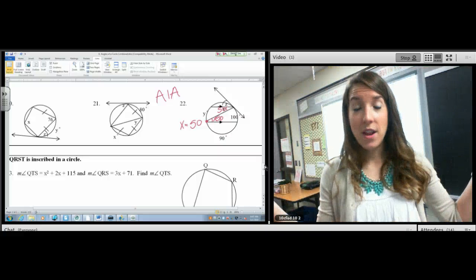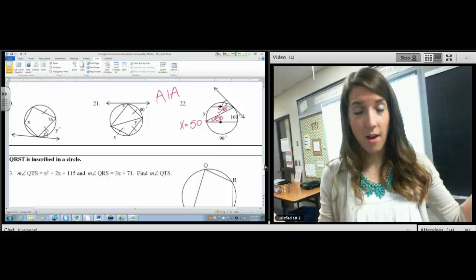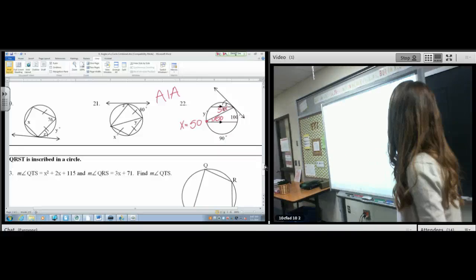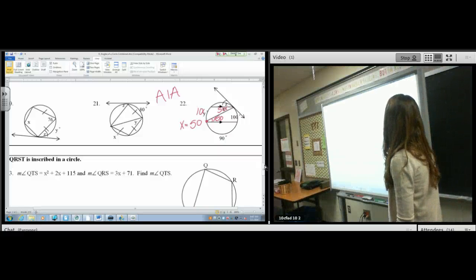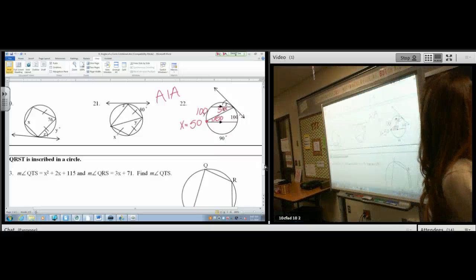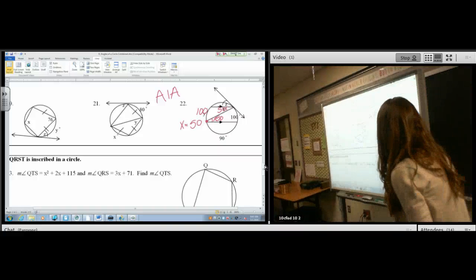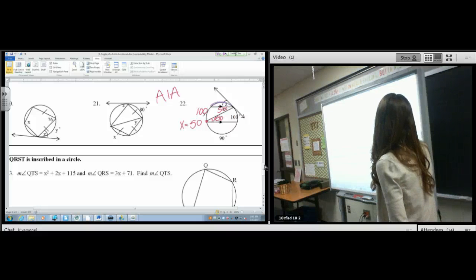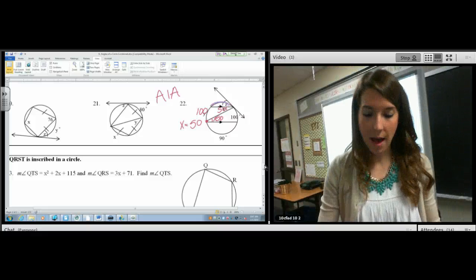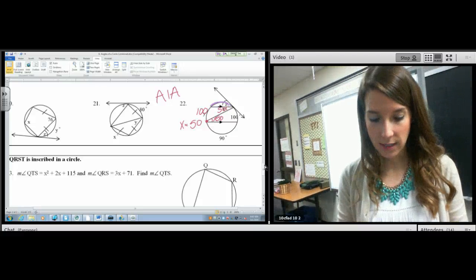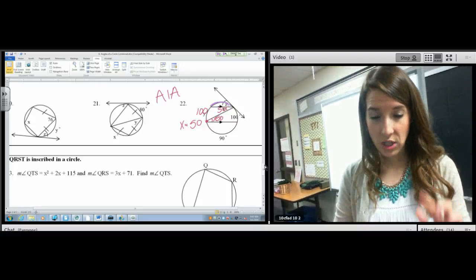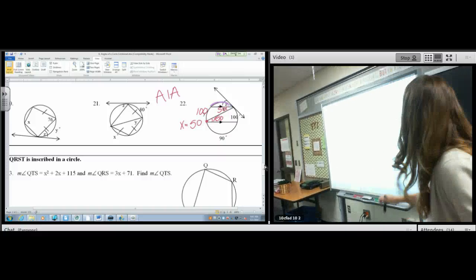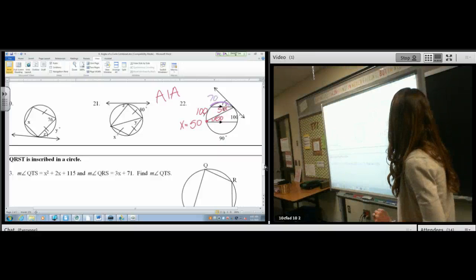Now I know arc y. Arc y is also 100 because I take the inscribed angle and I double it to get the arc. So arc y is now 100. Now I can find the last arc of the circle that we weren't sure about. Now I can find that purple arc by adding up the arcs and subtracting from 360. So that would be 290. 360 minus 290 gives us a 70-degree angle.